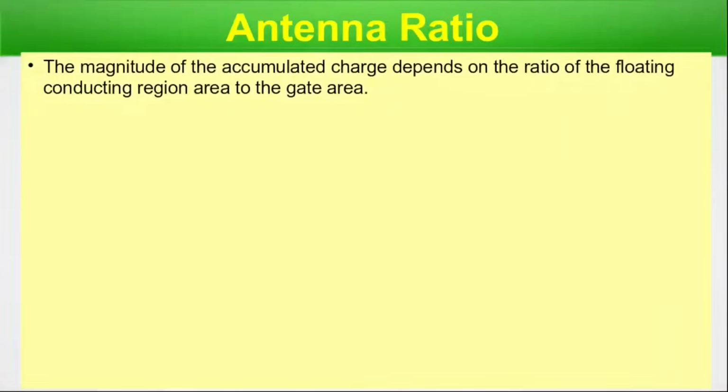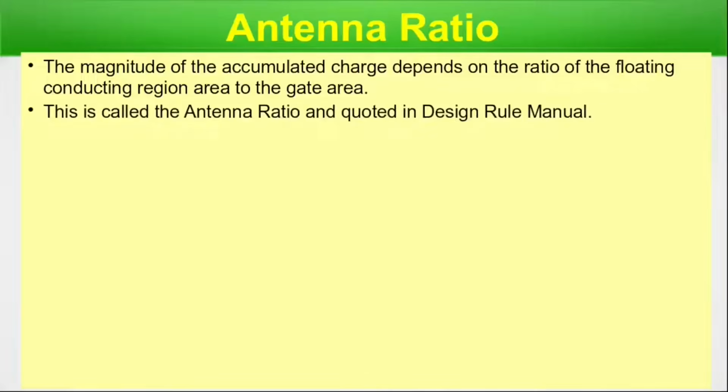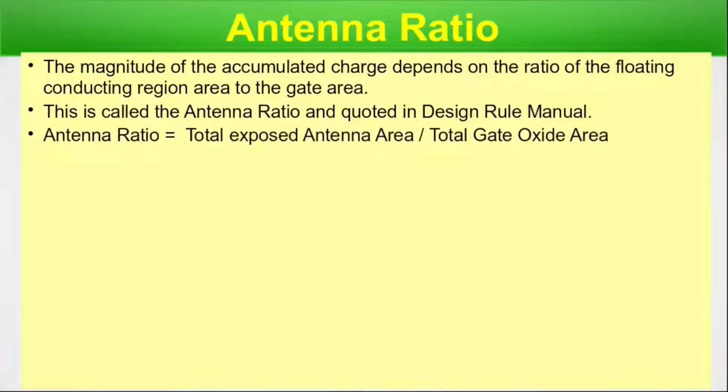Antenna ratio. This antenna ratio is a very important point, and you may get this ratio from your design rule manual, and it is very important for your antenna analysis. The magnitude of the accumulated charge depends on the ratio of the floating conducting region area to the gate area. This is called the antenna ratio and is quoted in the design rule manual. The antenna ratio is equal to the total exposed antenna area divided by the total gate oxide area.